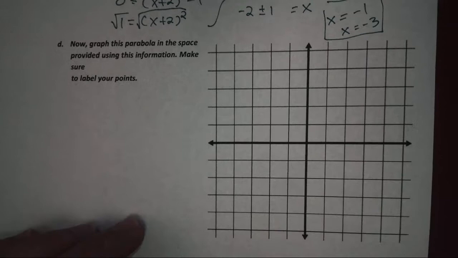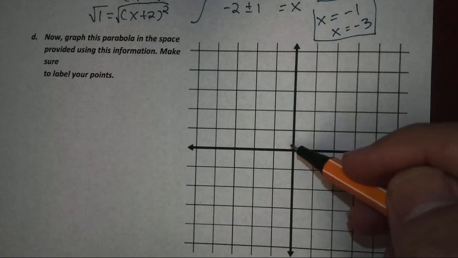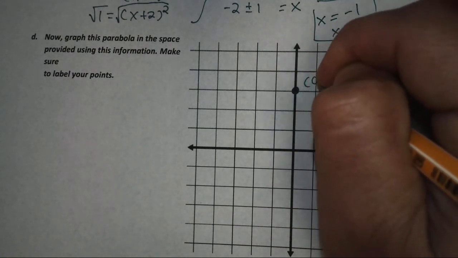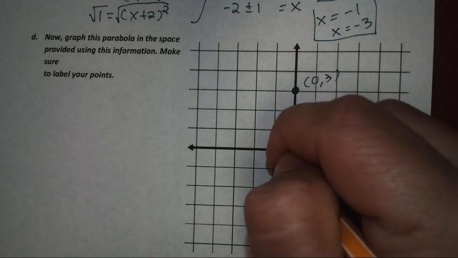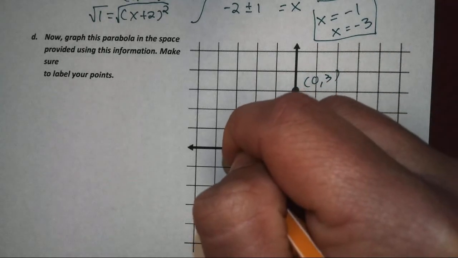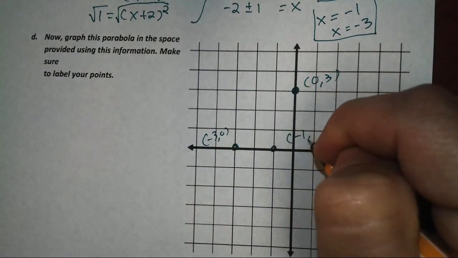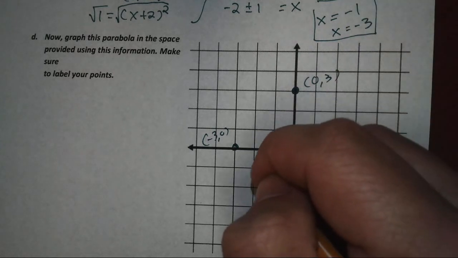Now we're going to use all that information to make the graph. So to make the graph of this, I'm just going to put the y-intercept down first. So 0, 3. I'm going to put my x-intercepts down next, which is negative 1 and negative 3. Then our vertex, which was up earlier, negative 2, negative 1.